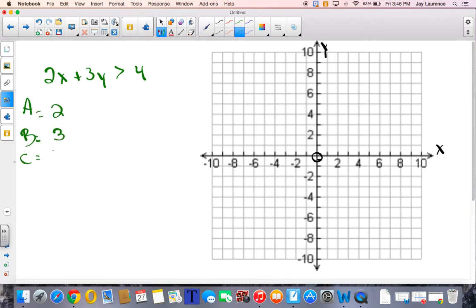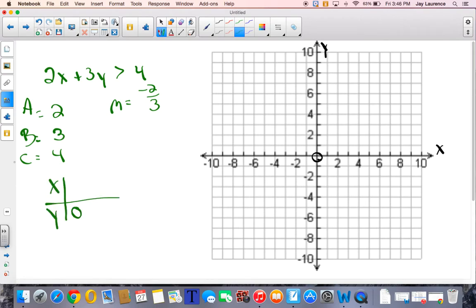Easy as 2, 3, 4. And I'm going to find my slope. That'll be negative A over B, right? And I think I'm going to find the x-intercept because 2 goes into 4. So I'm going to make that little table, right?